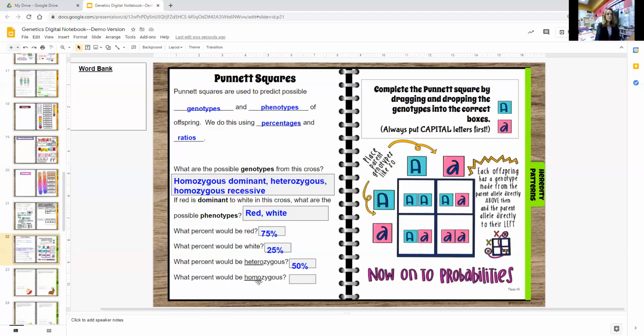What percent would be homozygous? Now, this isn't asking for homozygous dominant or homozygous recessive. It's just asking for homozygous. So what percent of these are going to have the same 2 alleles? Well, we have one right here that's homozygous dominant, and one down here that's homozygous recessive, but they're both homozygous. They both have 2 of the same. So this one has 2 dominants, this one has 2 recessives. So 50% of those are going to be homozygous.